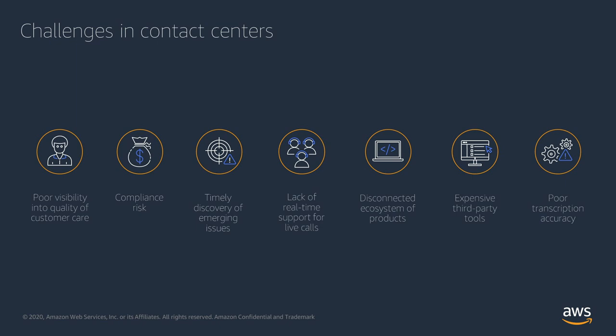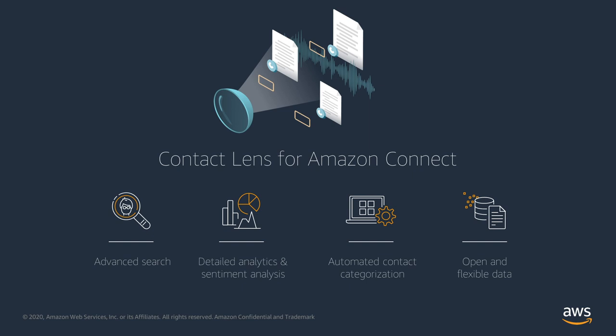Historically, companies that try to get value from this data use existing contact center analytics offerings. But these technologies are expensive, slow at providing call transcripts, and lack the required level of transcription accuracy. All of that makes it difficult to quickly detect customer experience issues and provide precise feedback to customer service agents and supervisors. Contact Lens addresses these challenges and provides an out-of-the-box experience as part of Amazon Connect. These new machine learning-based analytics features can be accessed with just a few clicks and no coding experience is required.